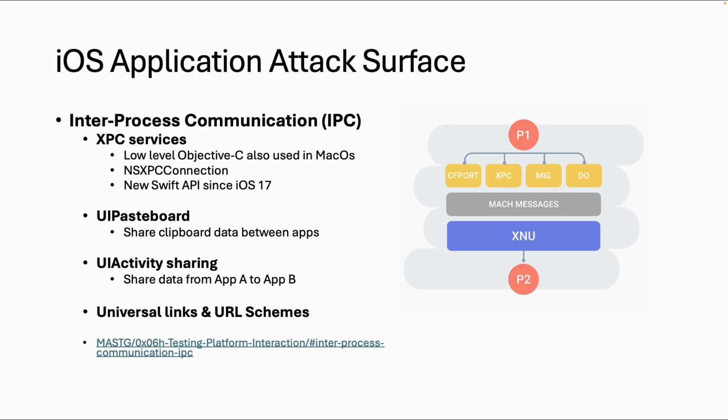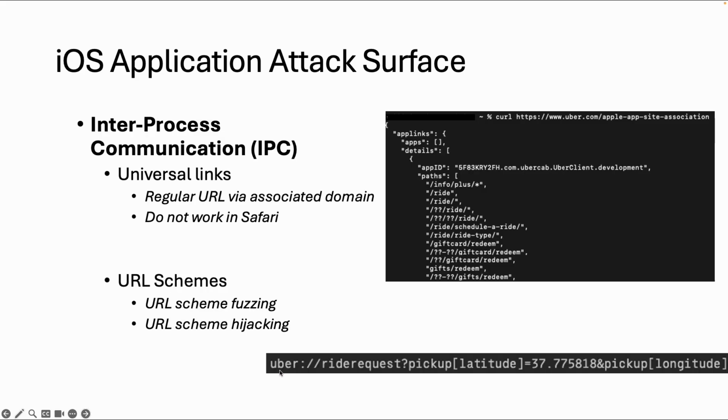If you want an overview about how to test for all those IPC components, then I would recommend you again to look into the OWASP Mobile Application Security Testing Guide. But for now, let's move on with some more details about universal links and URL schemes.